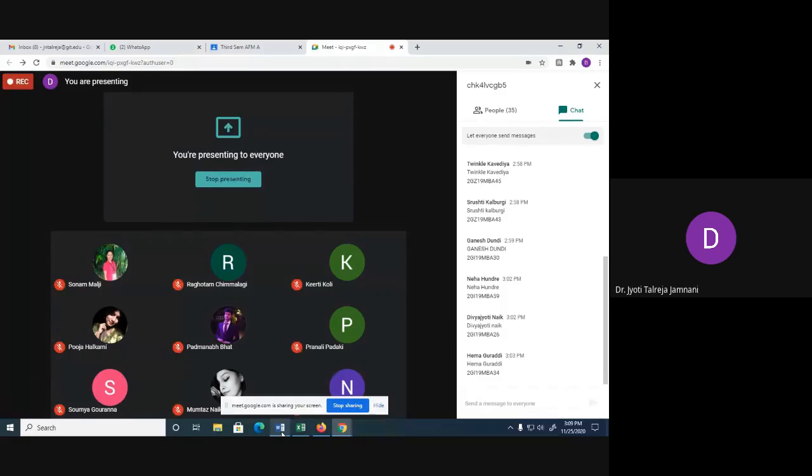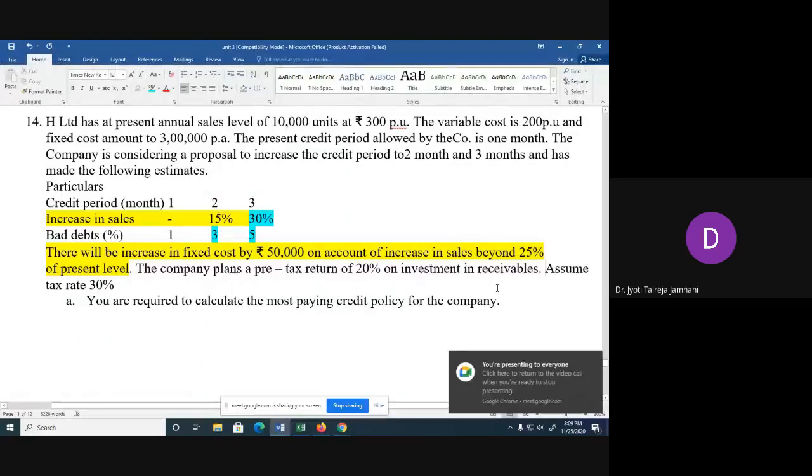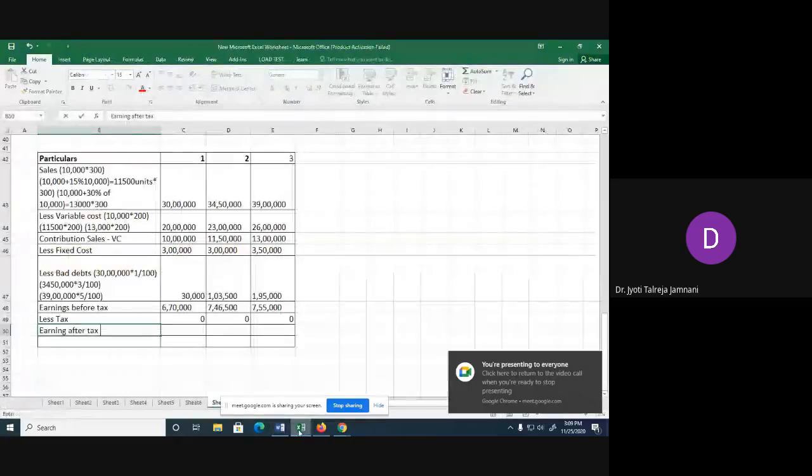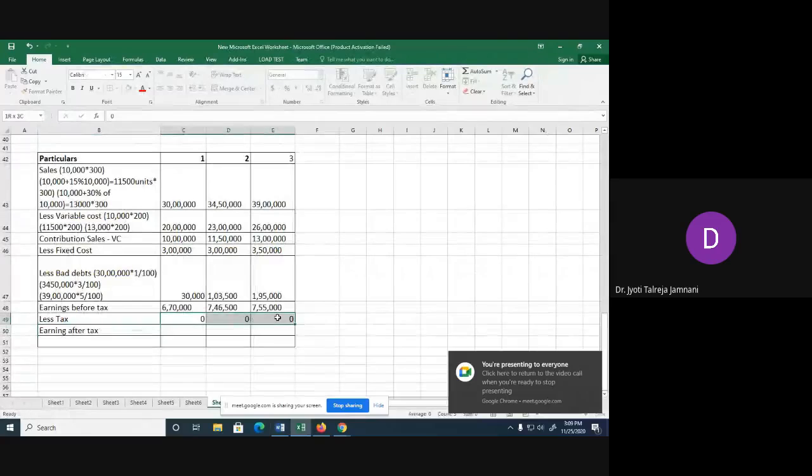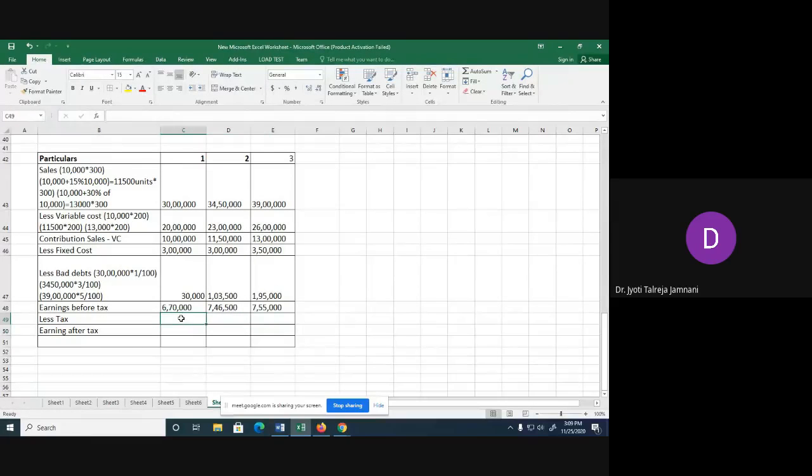Okay. So yeah, I told you we'll take the tax rate as 30%. There will be tax. So 6,70,000, 30%, 2,01,000. Then 7,46,500, 30% is 2,23,950.